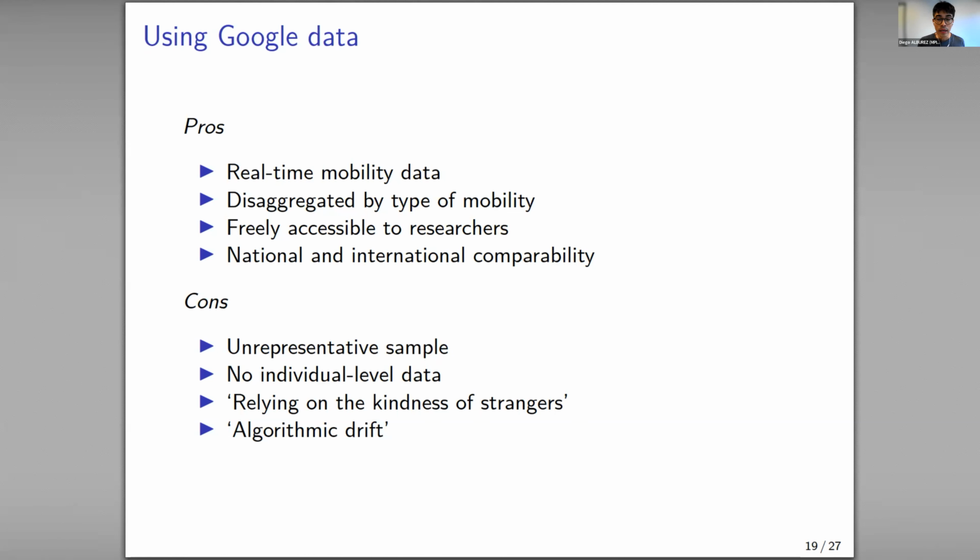And then another big challenge is we don't really know what's happening inside this black box that is Google. So there are no detailed reports. There is some information about the methods, but it's not enough to know how we go from individuals having a mobile phone with Google Maps installed to the CSV file that we obtain. And it can be that Google changes the way in which it processes the data over time. So the algorithm drifts, and we don't know about it. So I will finish with that, and I look forward to the discussion.